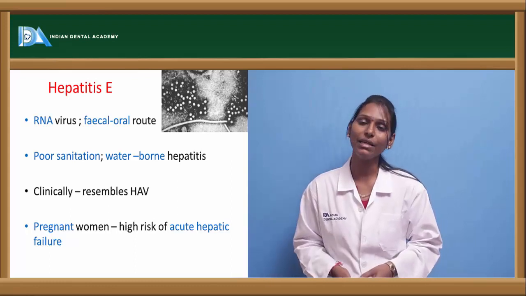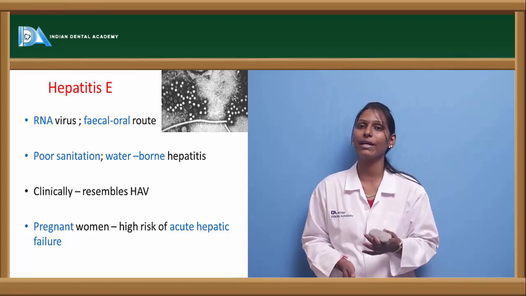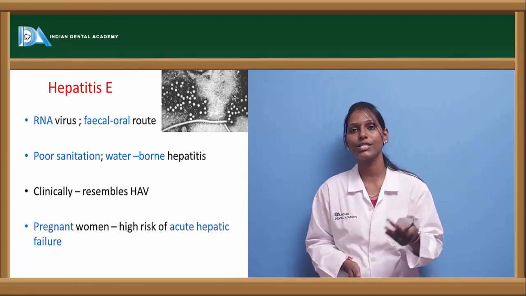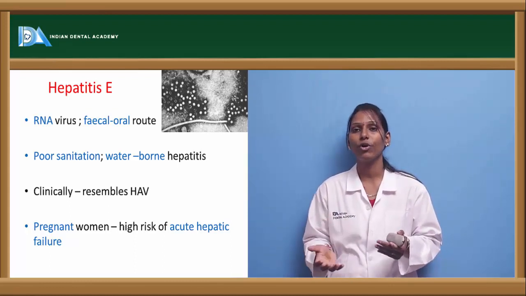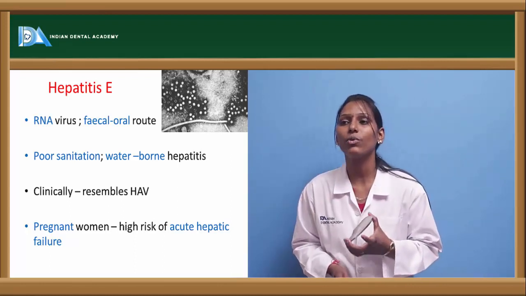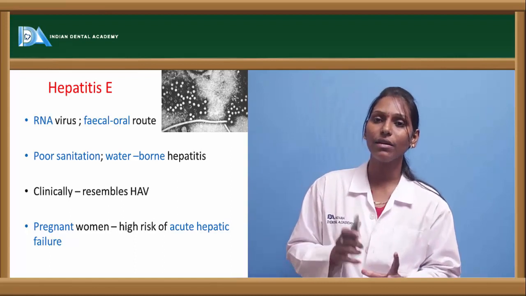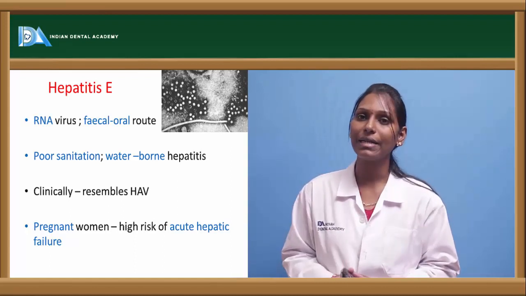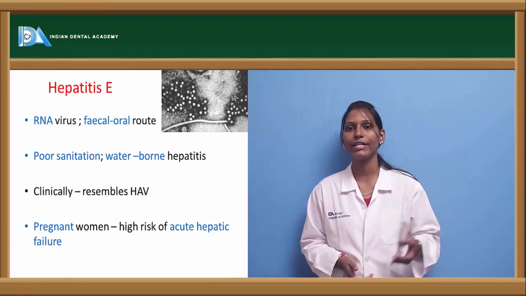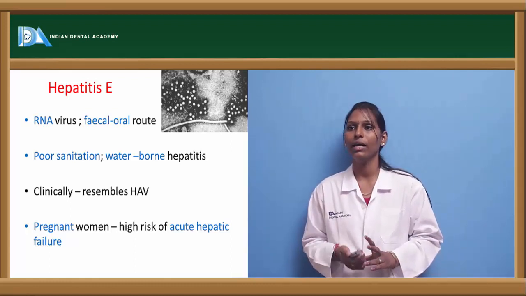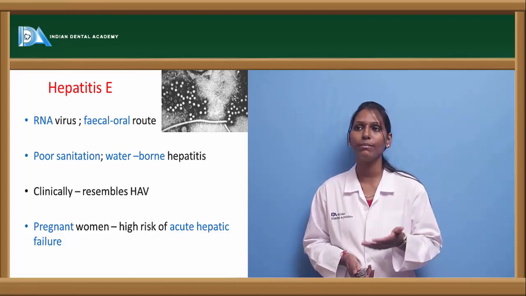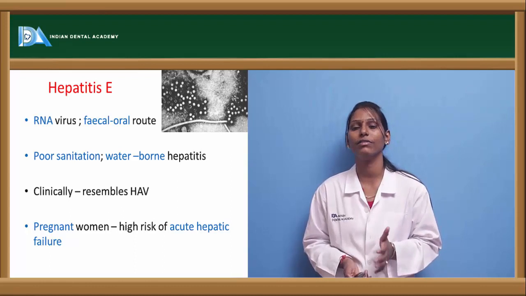Coming to hepatitis E, it is an RNA virus and the mode of transmission is again the fecal-oral route. Here also, poor sanitation or contaminated food and water can result in transmission. It is most commonly waterborne hepatitis. The hepatitis caused by hepatitis E is also called waterborne hepatitis, and clinically it resembles HAV, that is, hepatitis A virus. In pregnant women infected by hepatitis E, there is a high risk for acute hepatic failure.